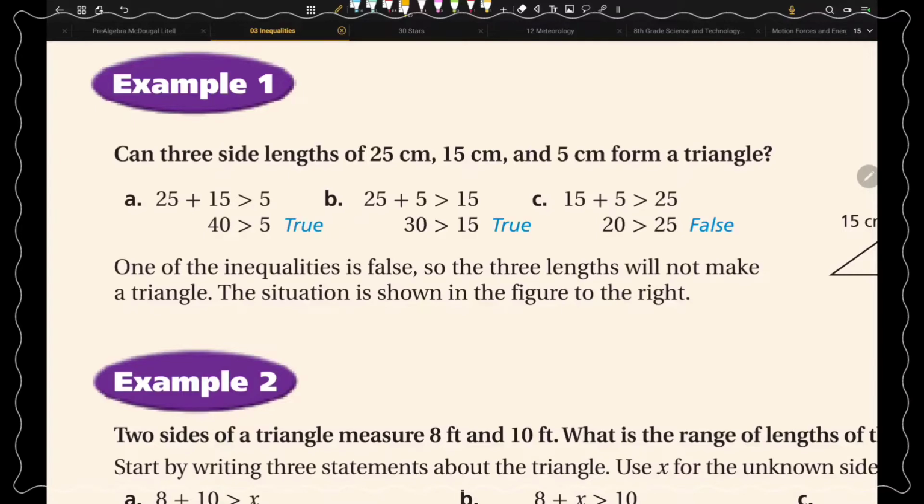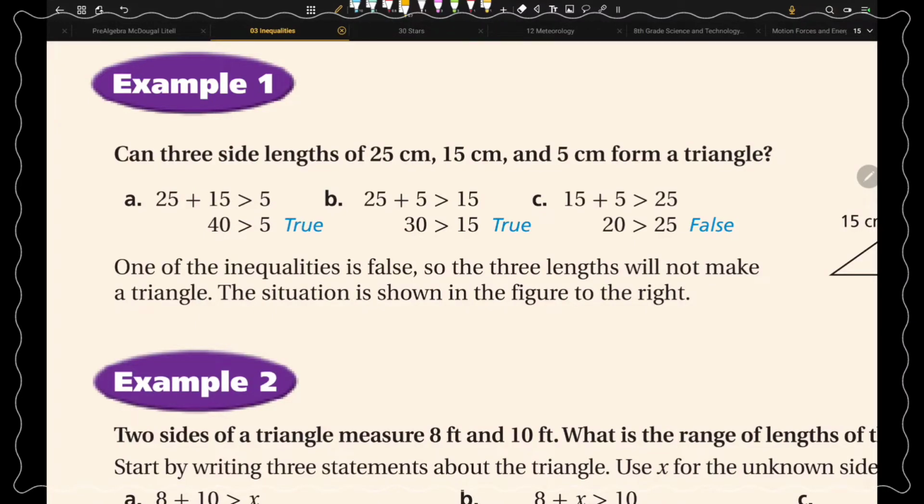So here, it says, can three side lengths of 25, 15, and 5 form a triangle? Well, we need to check to see if every combination of any two sides is greater than the third side. So we have to check every single combination. We have to check A and B, B and C, and A and C, and see if each of those combinations is bigger than the side that was left out.